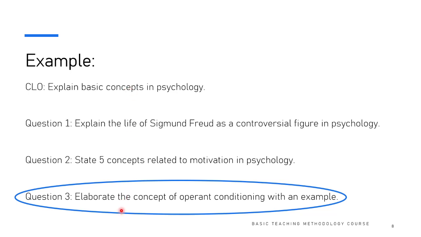So question number 3 is a valid question because it is measuring the CLO, in which, in the design, the lecturer intended for the question to measure students' ability to explain basic concepts in psychology. Question number 3 is a more valid question because it is measuring what is supposed to be measured, which is to test whether students are able to explain basic concepts in psychology.